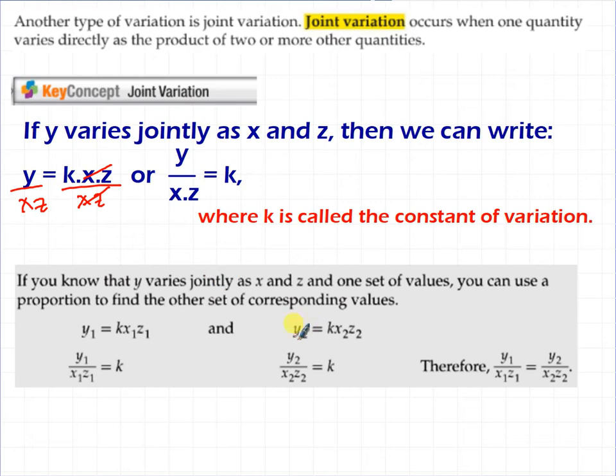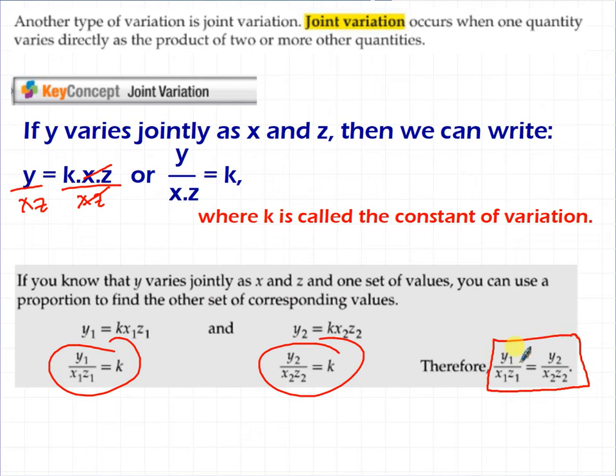And from this equation, the same way, y2 over x2 z2 equal to k. This is equal to k, and this equal to k, so I can write y1 over x1 z1 equal y2 over x2 z2. The most important thing here is to remember that when I have a joint variation, then I have to write those variables.